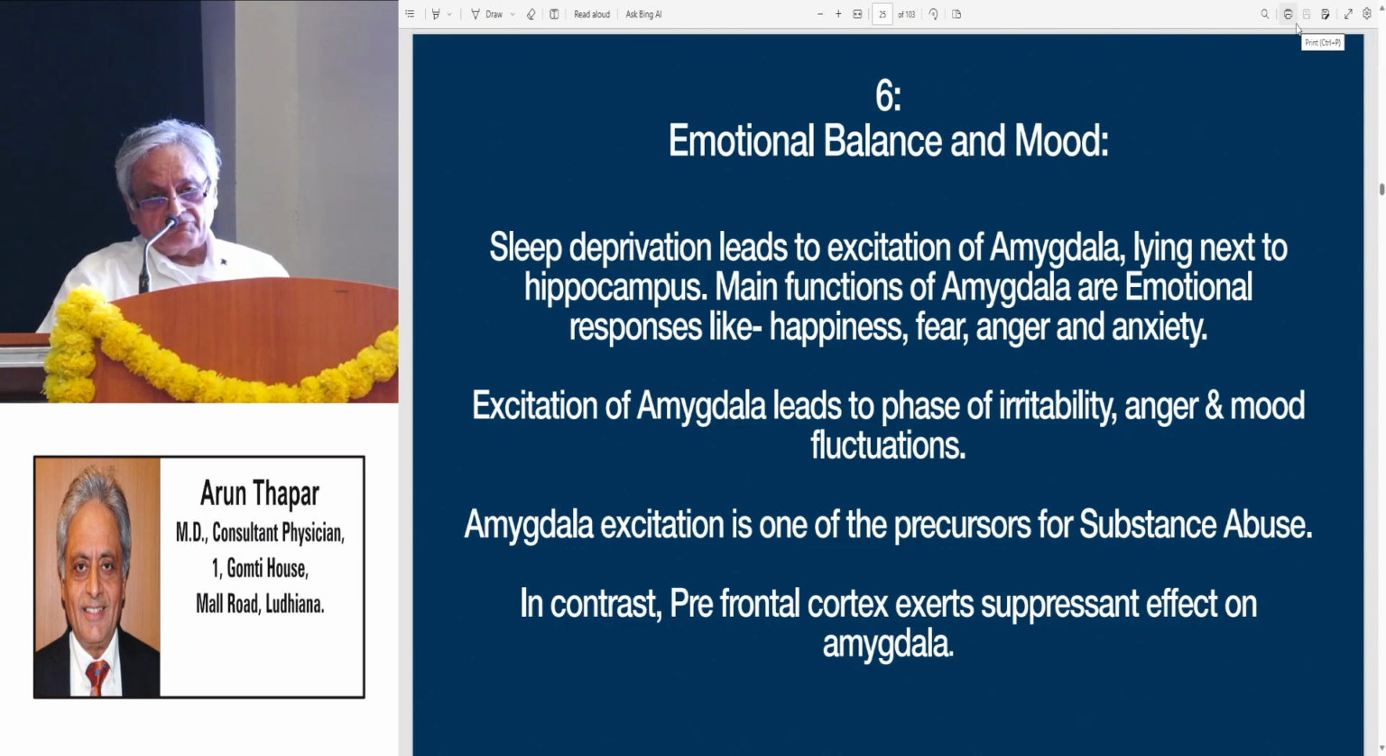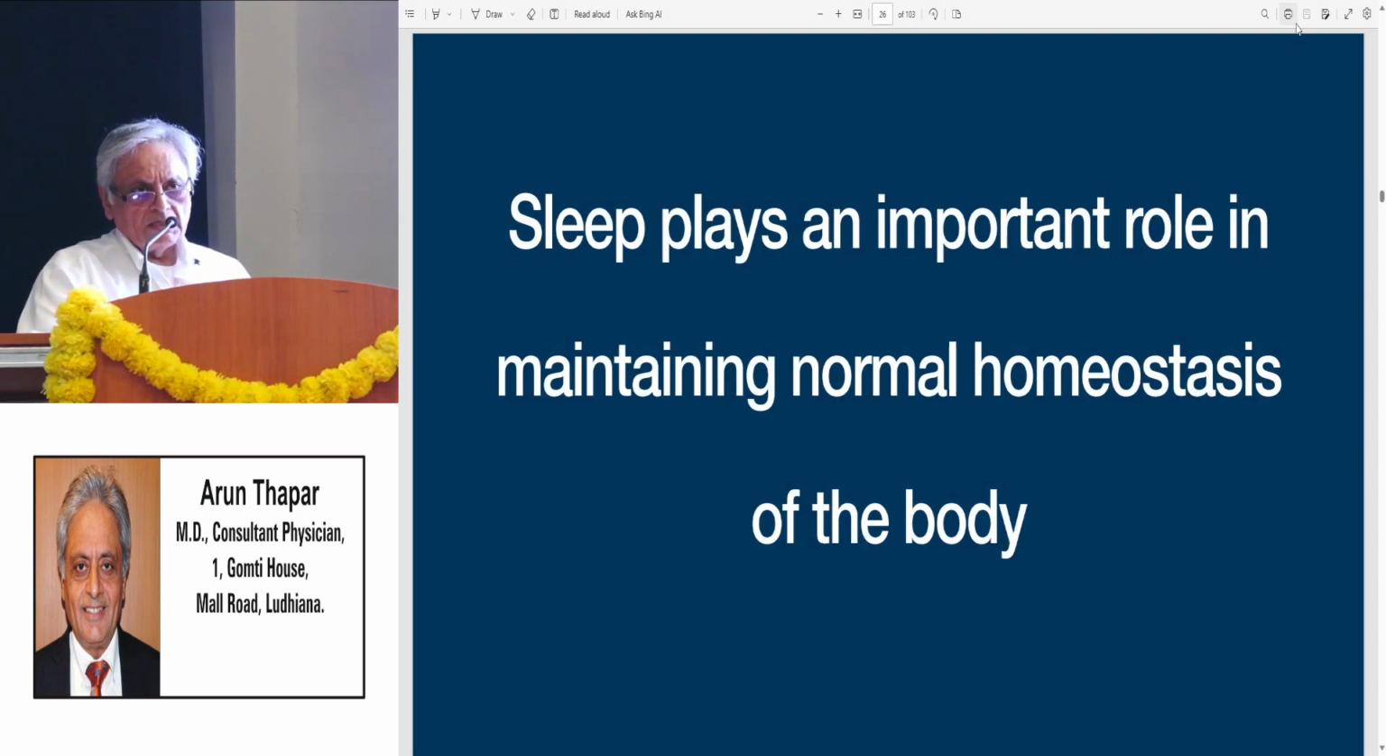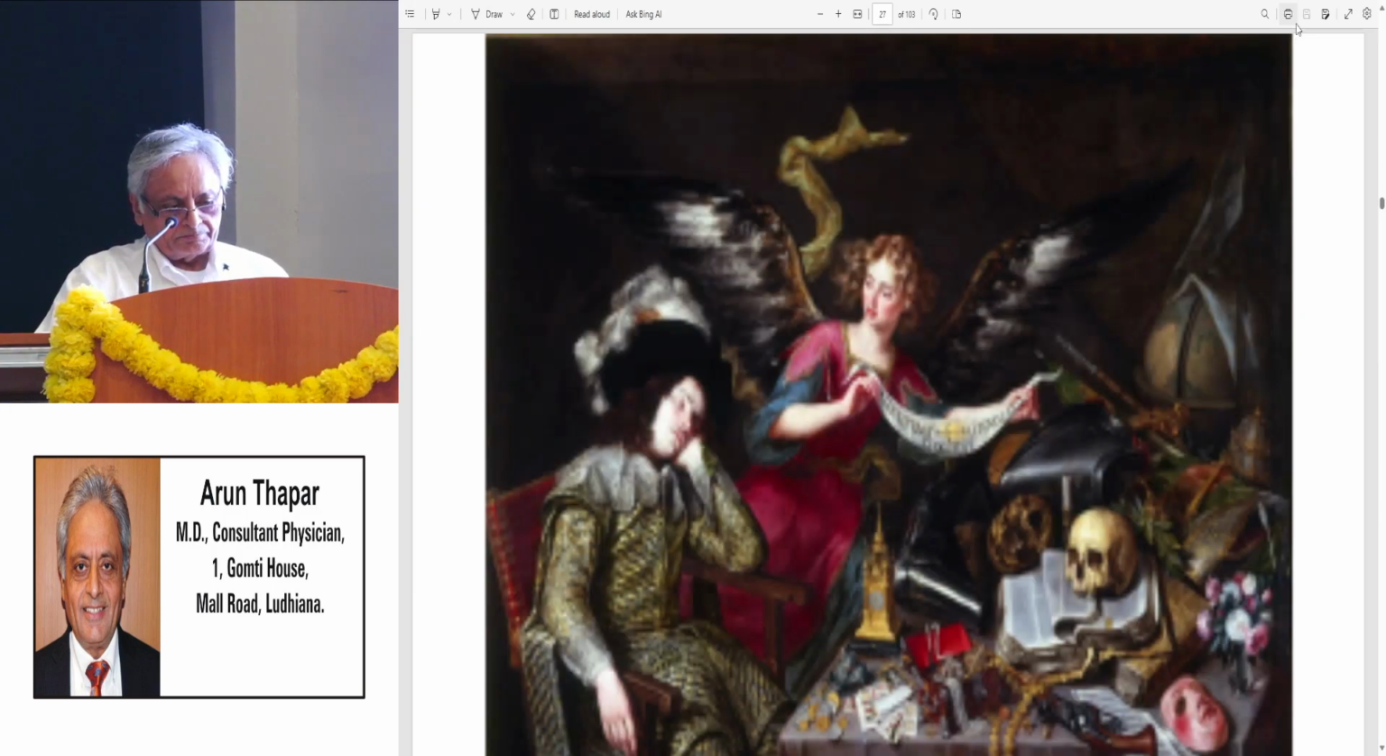The main functions of the amygdala are emotional responses like happiness, fear, anger and anxiety. Excitation of the amygdala leads to irritability, anger and mood fluctuations. It has been postulated that amygdala excitation is also one of the precursors for substance abuse. In contrast, the prefrontal cortex exerts a suppressant effect on the amygdala. Sleep plays an important role in maintaining the normal homeostasis of the body.